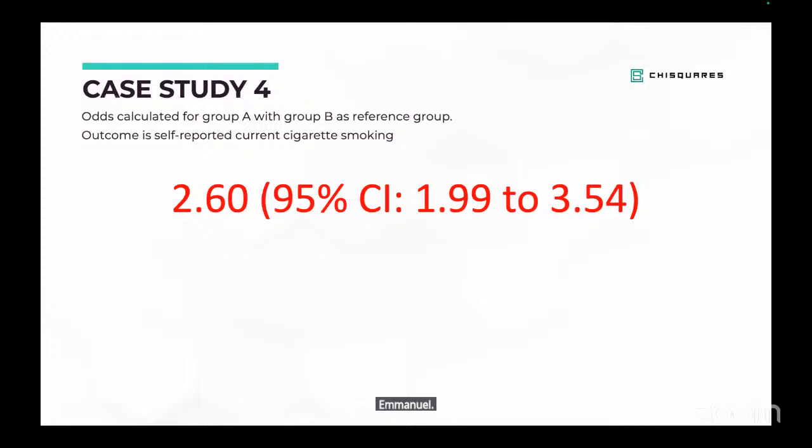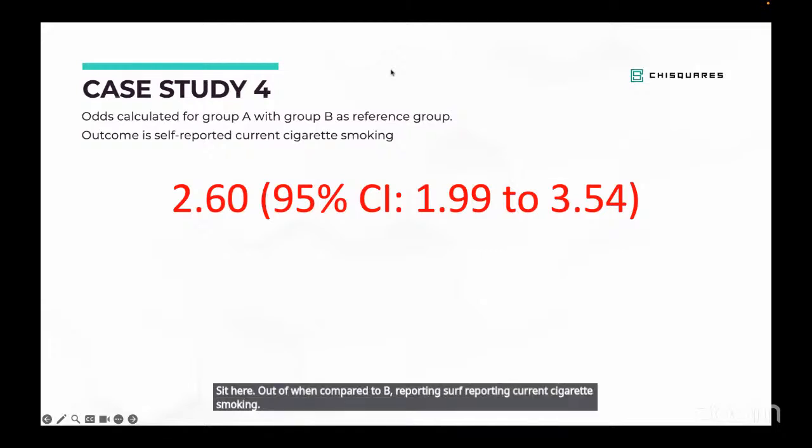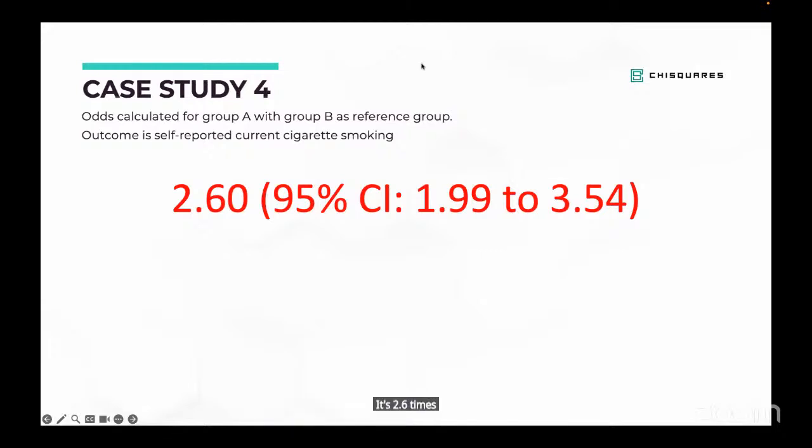So, Prof, I will say here, the odds of A when compared to B, self-reporting current cigarette smoking, is 2.6 times greater. However, it is not statistically significant because it included 1.